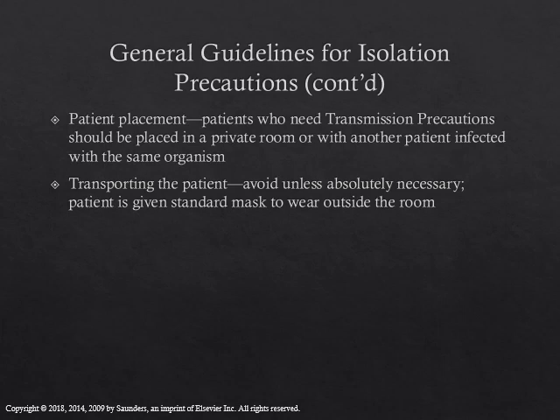General guidelines for isolation precautions. The patient placement. Patients who need transmission precautions should be placed in a private room or with another patient infected with the same organism. When we transport the patient, we want to avoid transporting patients that are on transmission precautions unless it's absolutely necessary. The patient must wear a mask when they are outside the room.